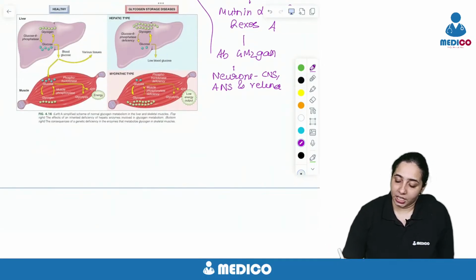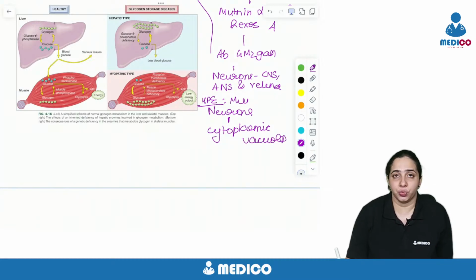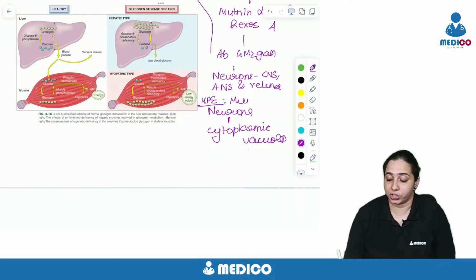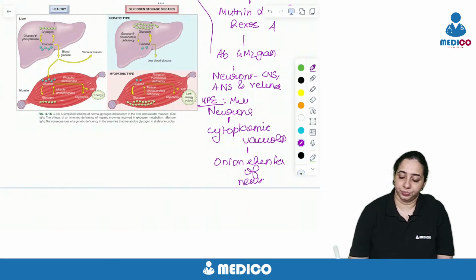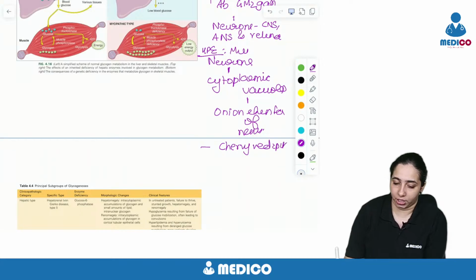When you take a histopathology, that is, when you see it on microscopy, you will see neurons which have cytoplasmic vacuoles. Okay, so you have neurons with cytoplasmic vacuoles, and this is called the characteristic onion skin appearance of neurons. Then another characteristic finding is the cherry red spot in the macula.